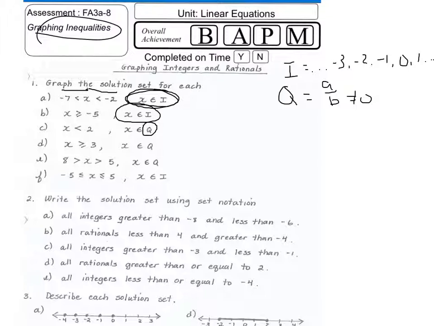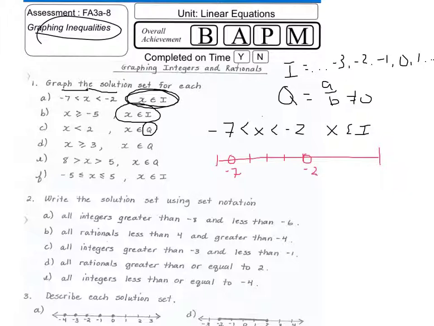So, for example, the very first one says -7 is less than x, which is less than -2, and it's a set of numbers that are integers. When I read this, I don't like going left to right. I just like starting with x. I say x is greater than -7, but less than -2, and I get a mental picture in my head of where it should be. So I'll do a number line, and I'll start with -7, and then we have -6, -5, -4, -3, and -2.